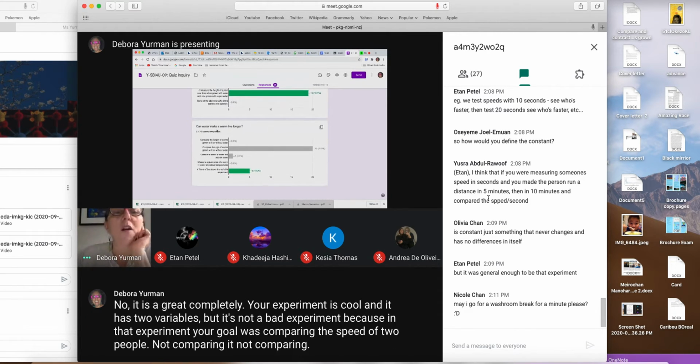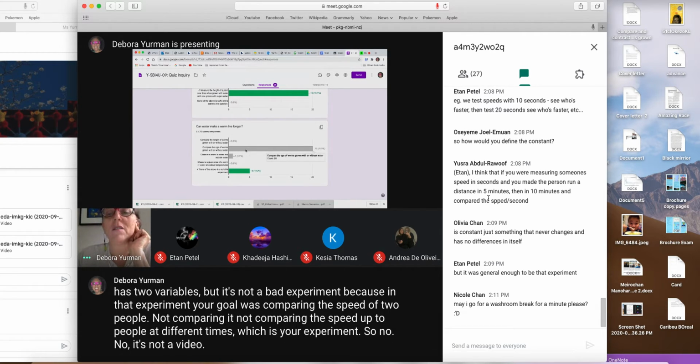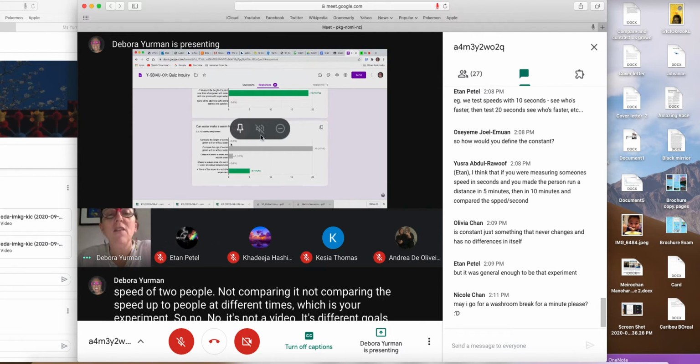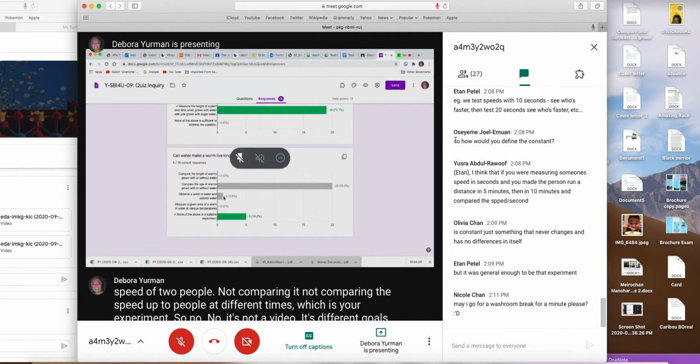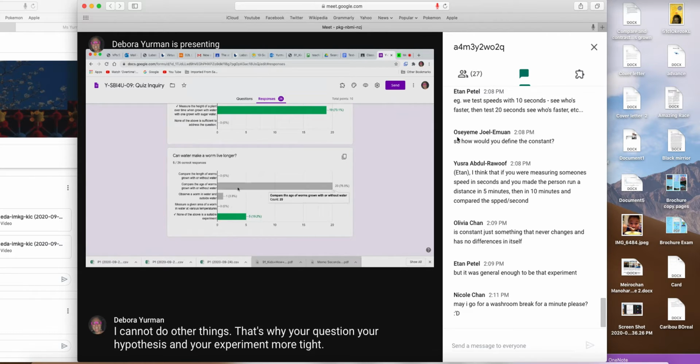Can water make a worm live longer? A lot of people answer this question wrong. Compare the length of the worms is obviously incorrect. Compare the worms in water and outside water is too vague, it doesn't give me information. But compare the age of worms with or without water doesn't answer my question.